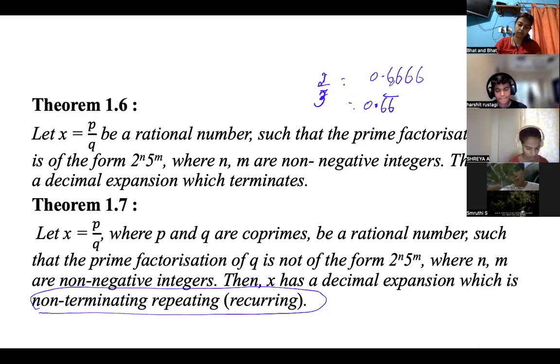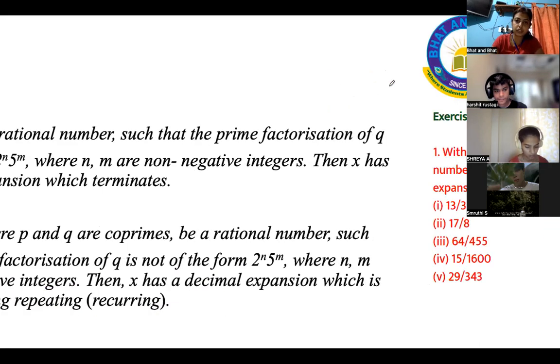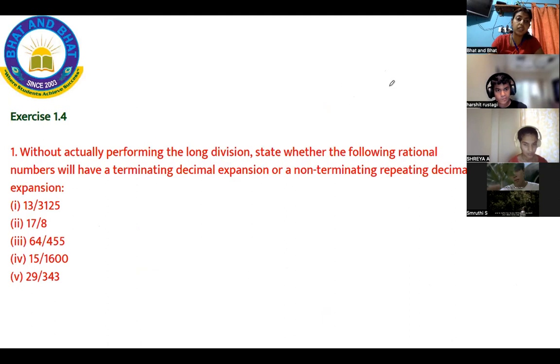Okay. So now let's go to the exercise questions. The first question here is, without actually performing the long division, state whether the following rational numbers will have a terminating decimal expansion or a non-terminating repeating decimal expansion. Whether it is terminating or non-terminating, we have to tell. Right?